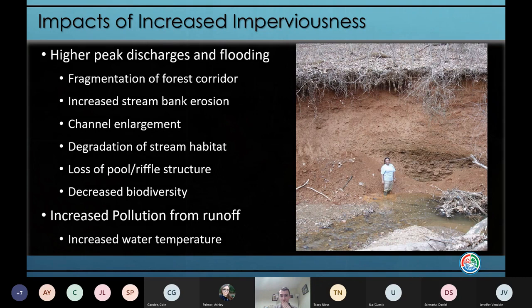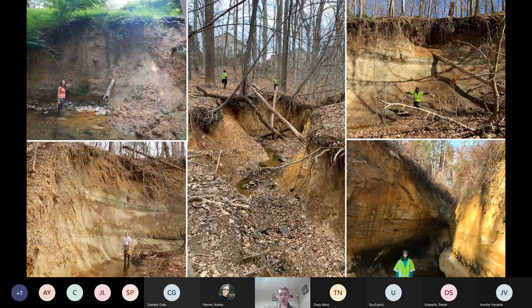So here are just a few more pictures of that erosion potential of a lot of our streams. All of these were taken here in Fairfax County. These are some of the worst of the worst. A lot of them are not this bad, but these are some examples of how bad it can get.